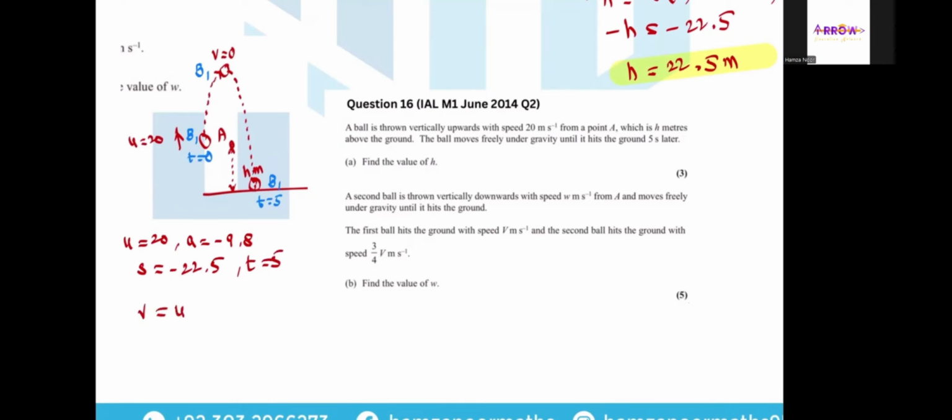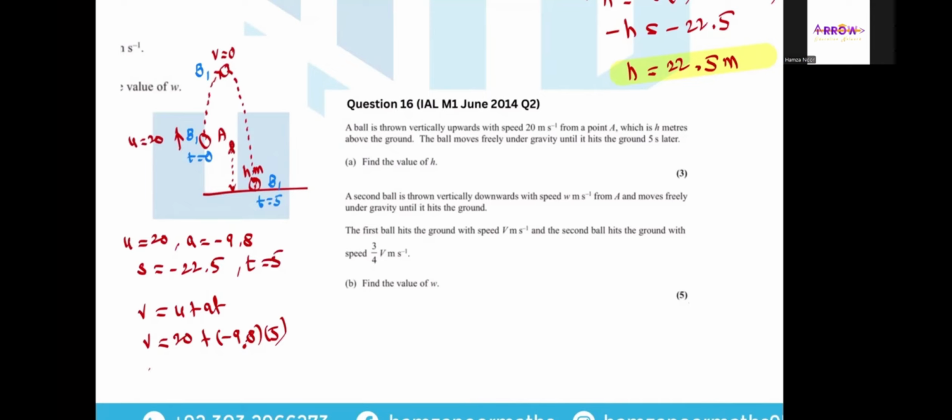So v equals u plus at we can use. You can use any equation which involves v, because we need to find the final velocity, which will eventually tell us the final speed of the first ball when it hits the ground. So v equals 20 plus minus 9.8 times 5. Obviously, we are going to get a negative value of velocity, because the ball has changed the direction of motion when it reaches the ground.